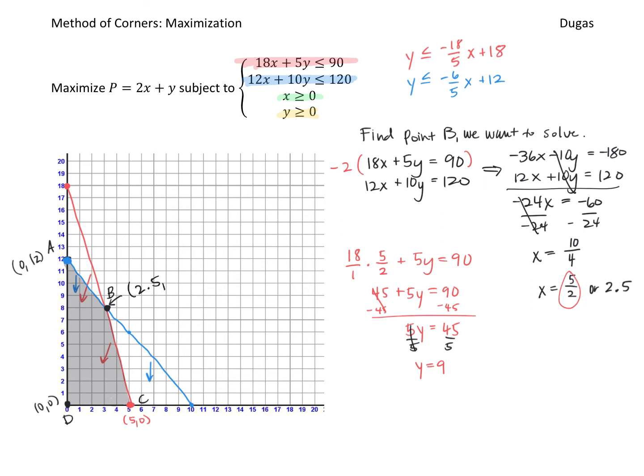So now I see my y value is 9. In my graph, it doesn't even look like 9. It looks like 8. But mathematically, I've shown that it's 9. So my ordered pair for point B is (2.5, 9).